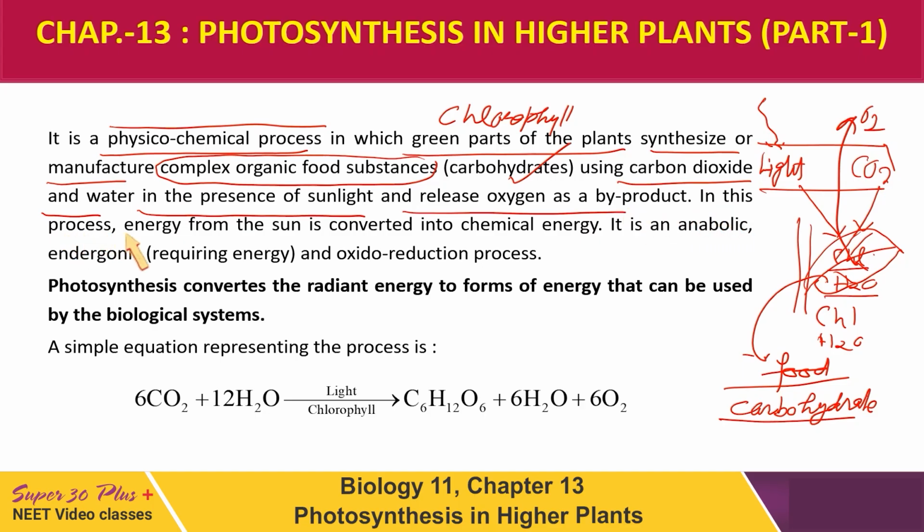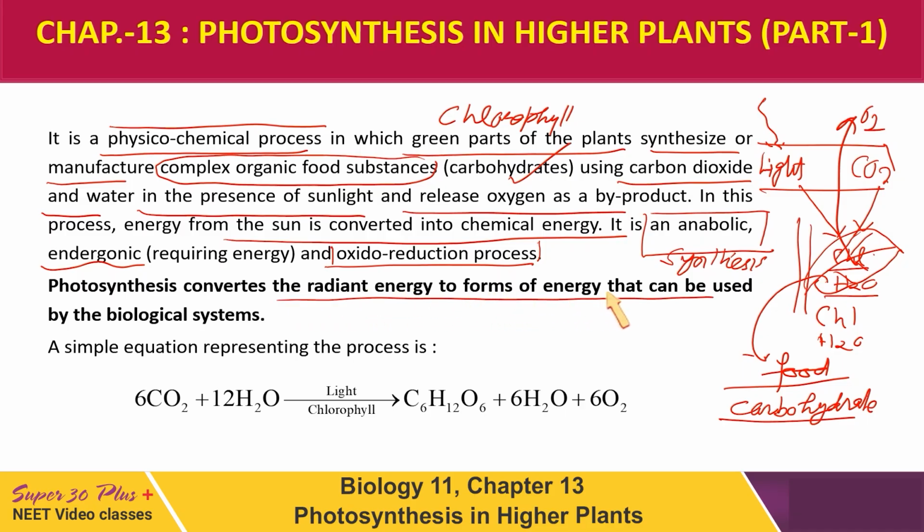So in this process, we can say that the energy of the sun is converted into chemical energy. This is an anabolic process. Why an anabolic process? Because some synthesis is there. This is an endergonic reaction, requires input of energy, absorbs energy. And this is an oxidoreduction process. I have to tell you in detail what we mean by this. How can you define photosynthesis now? It converts radiant energy to a form, that is, energy that can be used by biological systems.